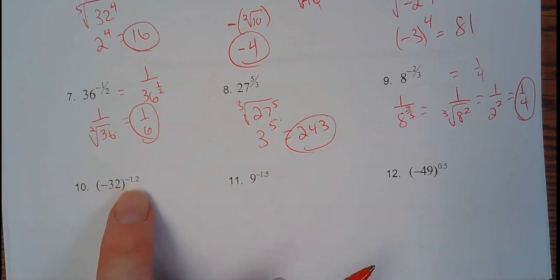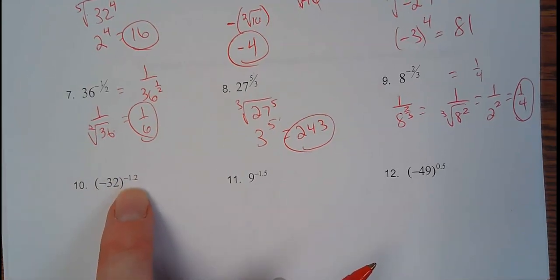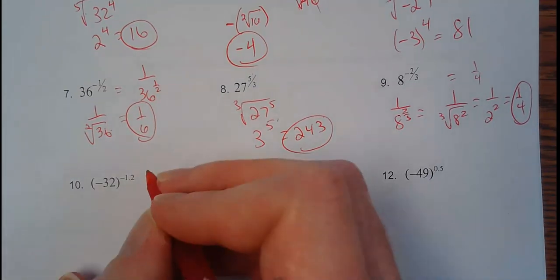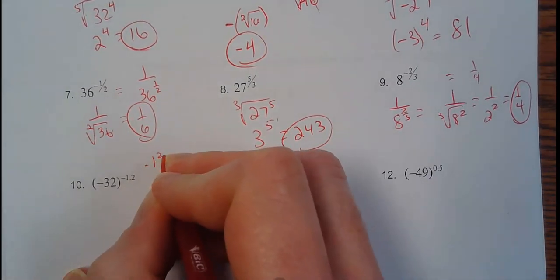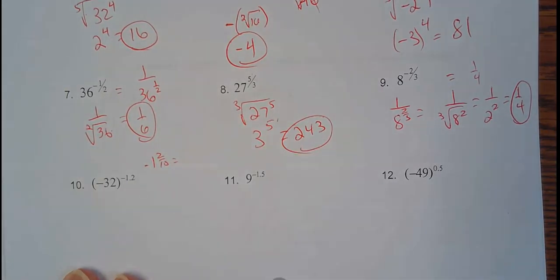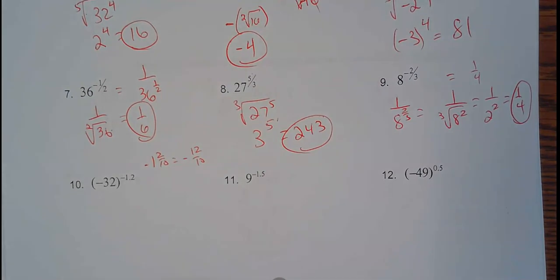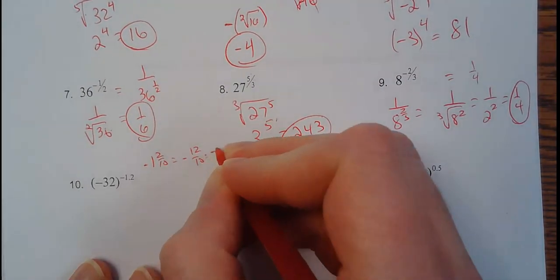When they give you a decimal exponent, make it rational. Make it a fraction. This is 1.2, which is 1 2/10. So negative 1 2/10. Make it improper, so it'd be negative 12/10. And then I can reduce that too. You can always reduce the exponent. So that would be negative 6/5.